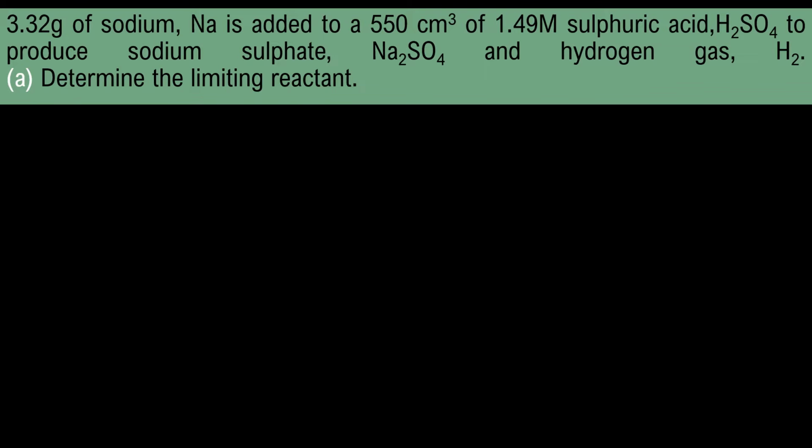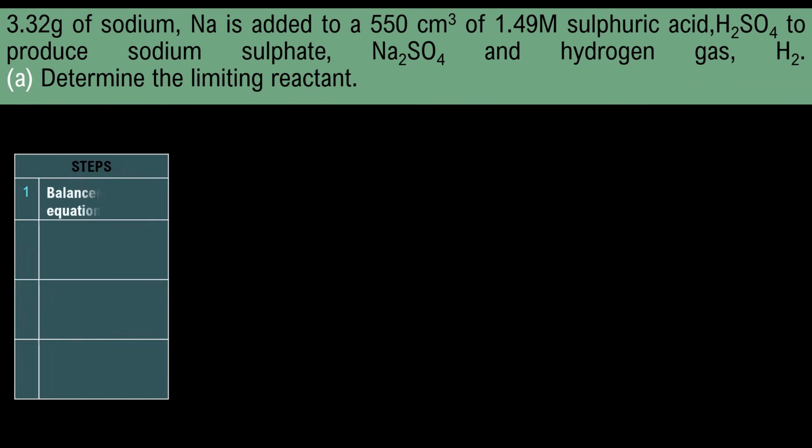To determine the limiting reactant, the first step is to write the balanced chemical equation. From this question, kita dapati sodium dan juga sulfuric acid is the reactant. So kita tulis Na plus H2SO4. Sodium sulfate and hydrogen gas are the products, so arrow Na2SO4 plus H2. Kemudian jangan lupa balancekan equation ni. So kita letak 2 in front of sodium, so equation already balanced.